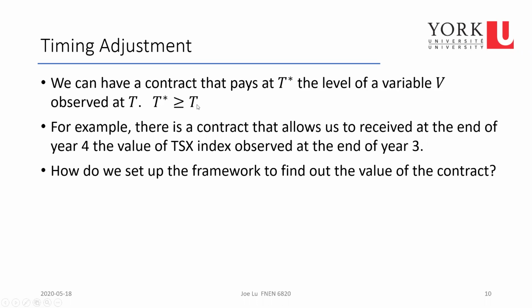So we observe something first, but we don't pay that observed value right away. We pay it a period later. An example would be that you observe the TSX index value at the end of year 3. This contract may pay you that observed value, but instead of paying you at year 3, it pays you at the end of year 4, like a year later. In this case, in our calculation, we would need to go through a timing adjustment to calculate our value.